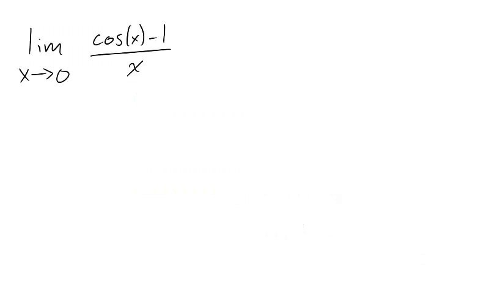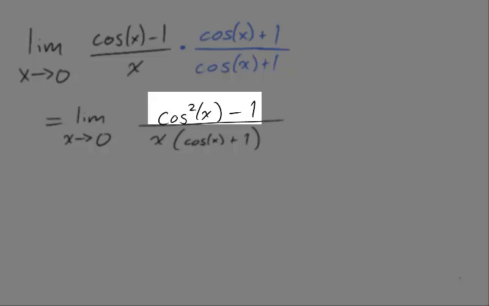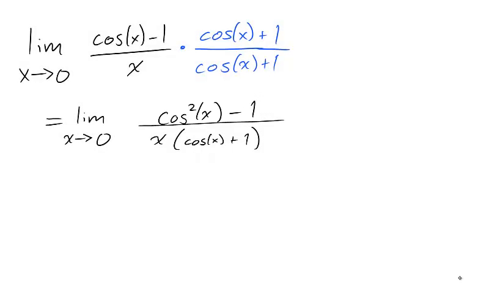Let's narrow our choices of techniques. We cannot directly substitute 0, as we'd be dividing by 0. We cannot simplify any farther, and I don't see any easy squeeze theorem. But I do see a conjugate. The conjugate of cosine x minus 1 is cosine x plus 1. We use the property of the conjugate in the numerator, and don't multiply through the denominator.